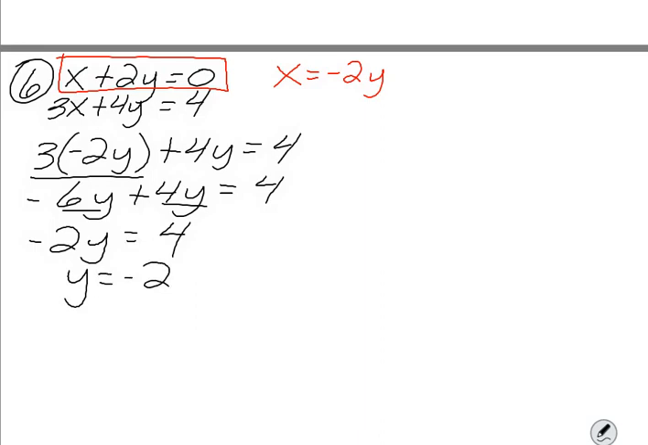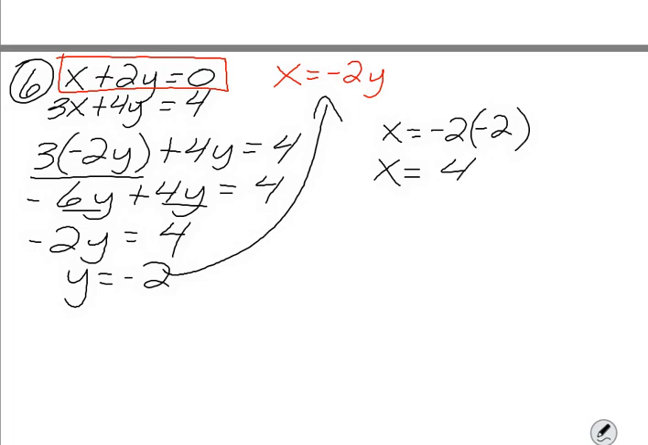Once I figure out what y is, I'm going to go back and substitute it into the equation, and we will have x equals negative 2 times y, which is also negative 2, x equals 4. My ordered pair is 4, negative 2. Make sure you understand the work and the solution before you go on to number 7. If you need to, re-watch this problem on the video.